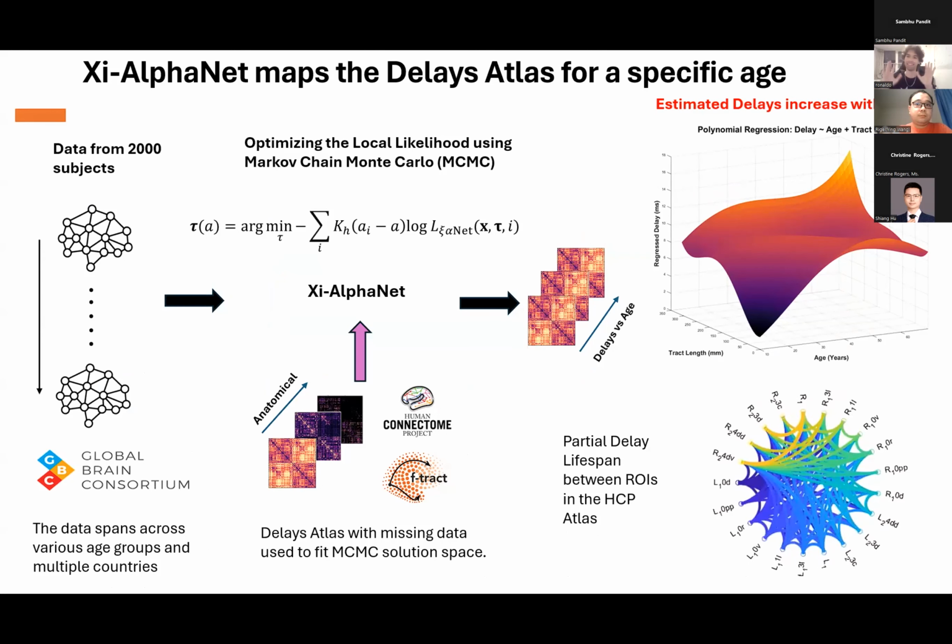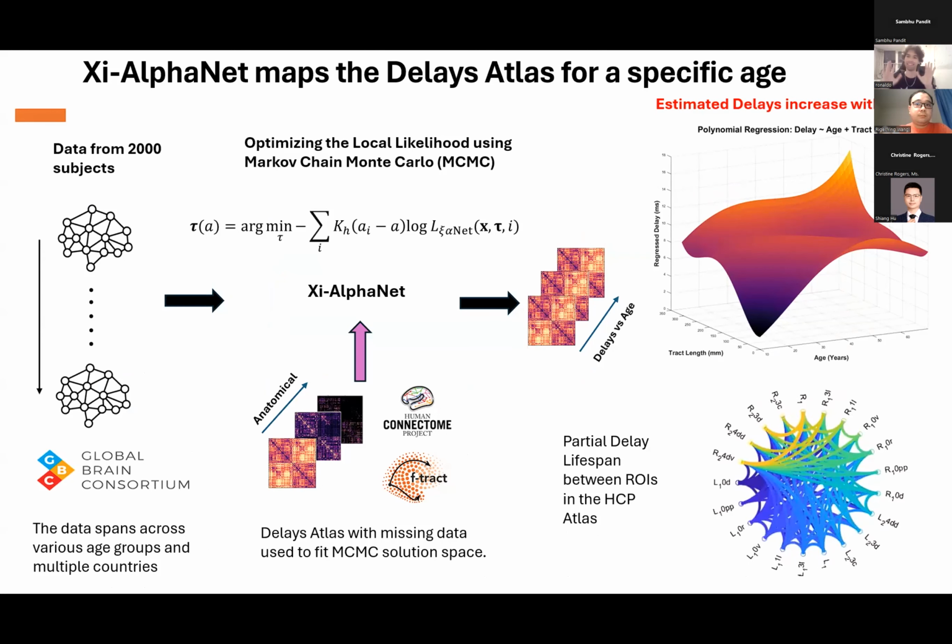Basically, you have the cross spectra of 2,000 subjects. We want to have data for 10,000 subjects. This data spans different age groups and also multiple countries. And when you use this data to find the likelihood of the hyperparameters and also the parameters of the Shiang-Hu model, and then optimize the likelihood using Markov-Chain Monte Carlo, you can find which delay between voxels at a specific age is the most probable given the data.